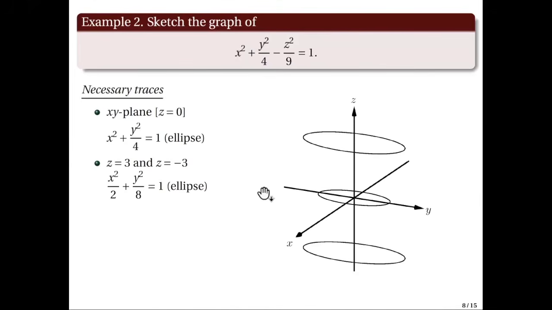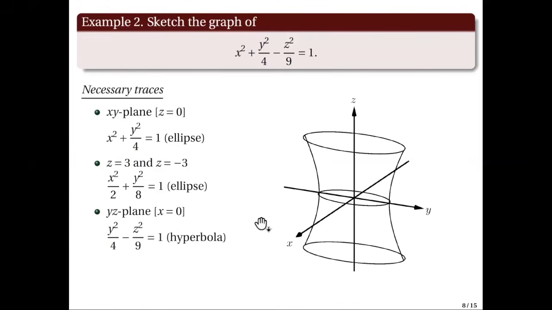So we need to get the trace on the YZ plane. That is when x is set to 0. Clearly, when x is 0, we get the following equation of the hyperbola. Then here you can see that when I intersect these ellipses with the YZ plane, the intersection would be these 3 points on the right and these 3 points on the left. Using those points, we have this hyperbola located on the YZ plane.